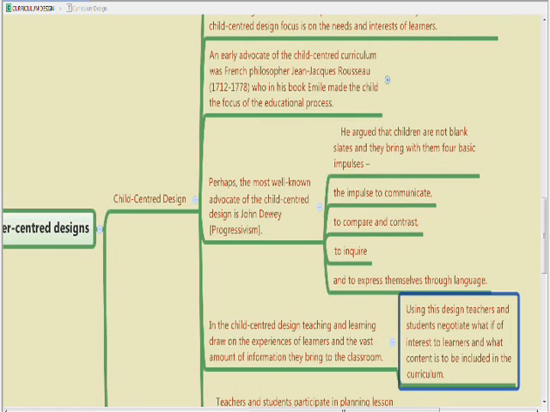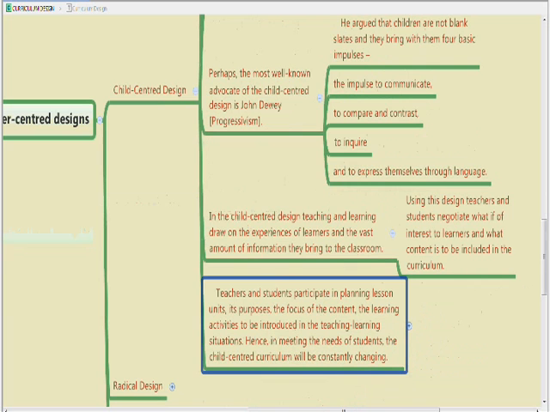Using this design, teachers and students negotiate what is of interest to learners and what content is to be included in the curriculum. Teachers and students participate in planning lessons, units, their purpose, the focus on content and the learning activities to be introduced in teaching and learning situations. Hence, in meeting the needs of students, the child-centered curriculum will continuously change.